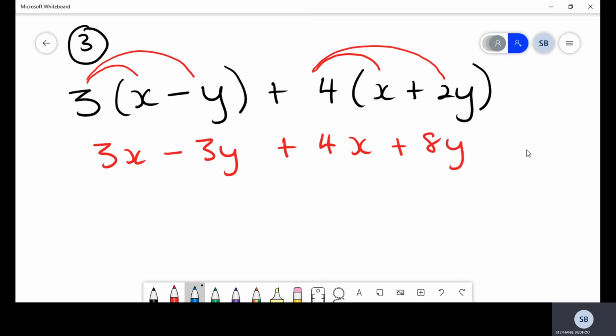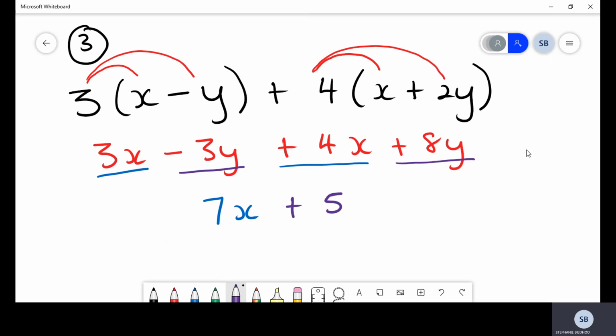Now we are going to group our like terms. We have 3x plus 4x is going to give us 7x. And then finally we have -3y plus 8y gives us plus 5y.